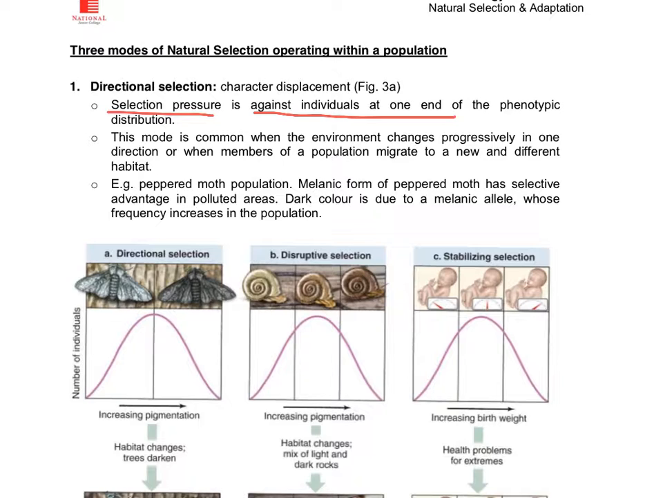Okay, let's look at the 3 modes of selection that you need to be aware of. The 3 are directional, destructive, and stabilizing. You need to know examples for each, so they might ask you to describe an example of directional selection using an example. For directional selection, the one that we're going to look at is the peppered moth.